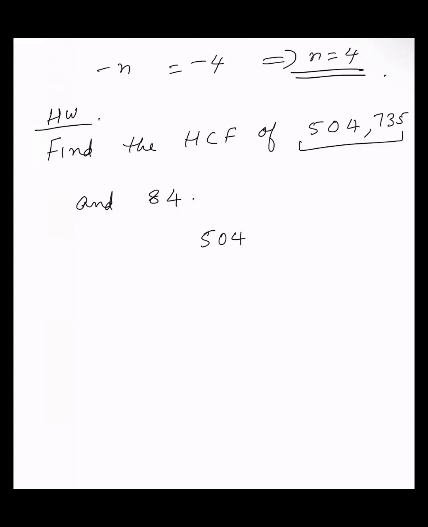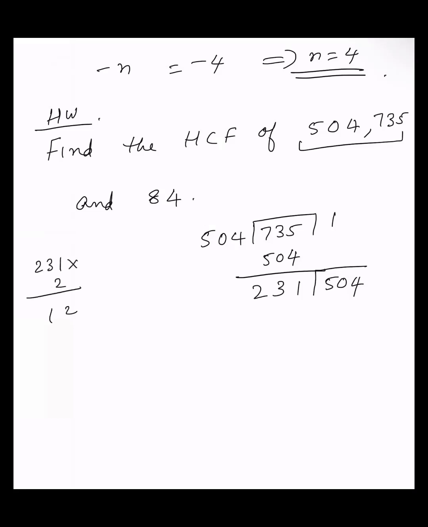Which is bigger among 504 and 735? 735. Yes. How many times will 504 go? 1 time. So write 504. What do you get? 231. Right. Now 231 is not equal to 0. So again, divide by the previous divisor. Check how many times 231 will go in 504. Twice, right? 462. Yes. So 2 times. So again, what is the remainder?